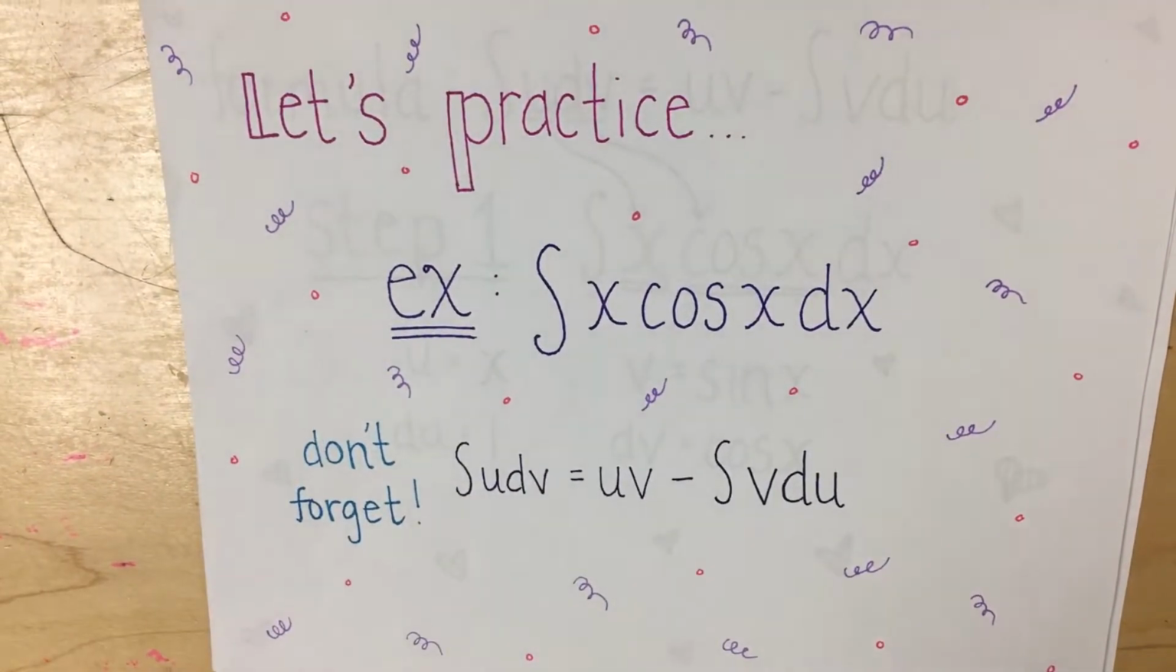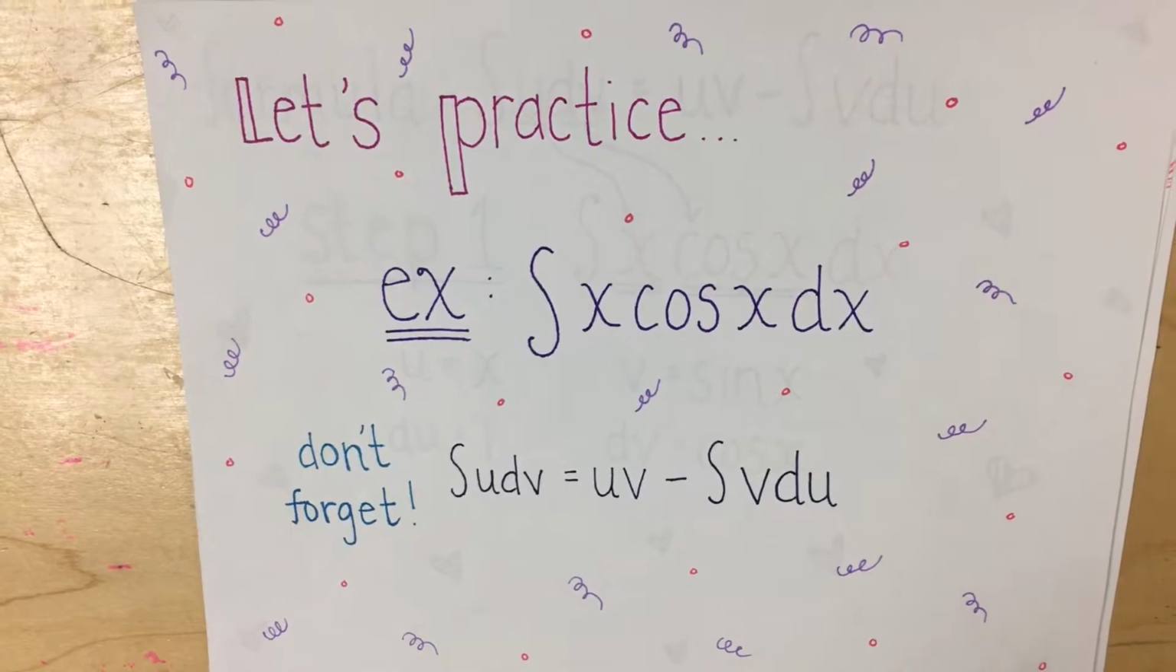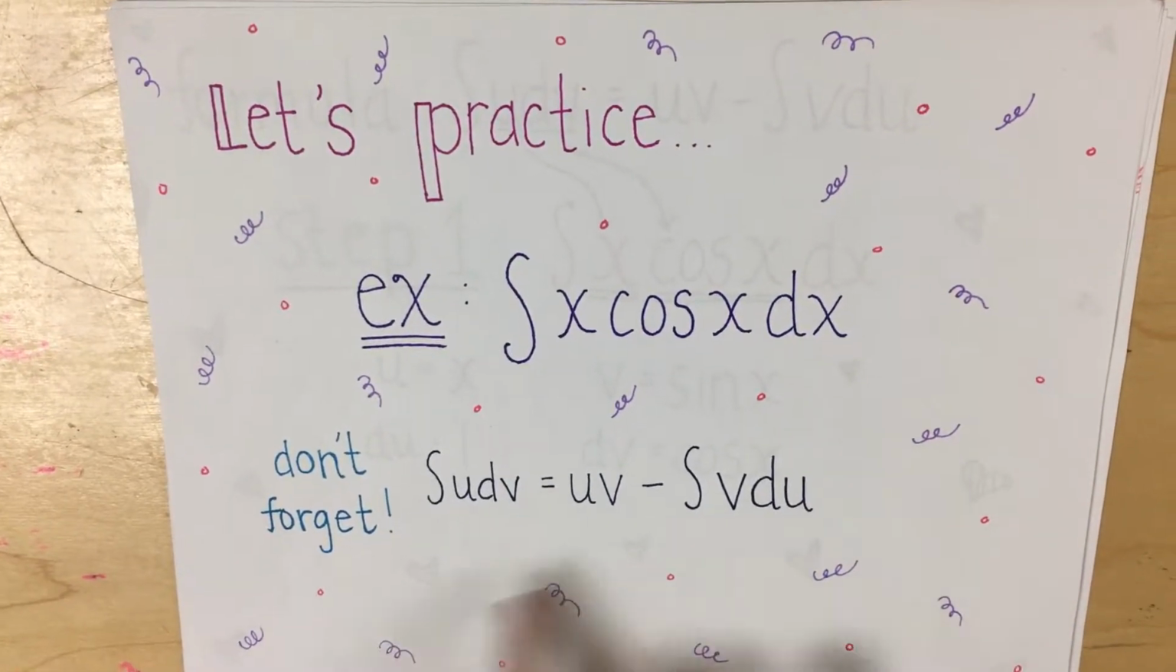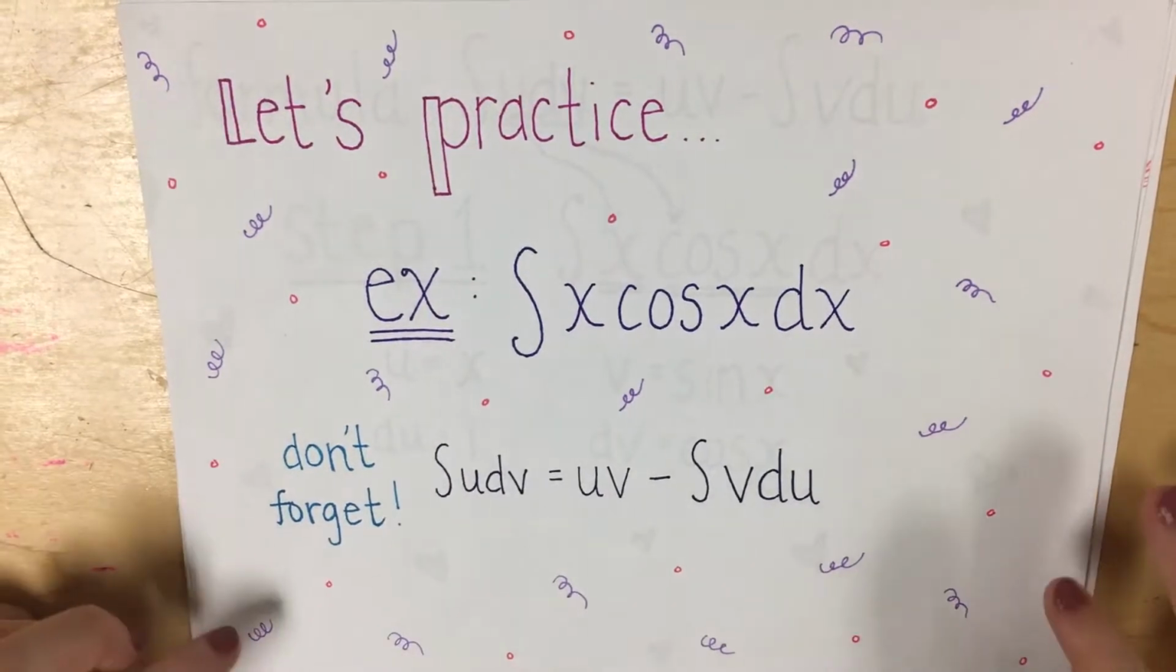So we're going to practice with this problem. It's the integral of x times cosine x dx. So don't forget our basic formula that we just went over on the last slide.